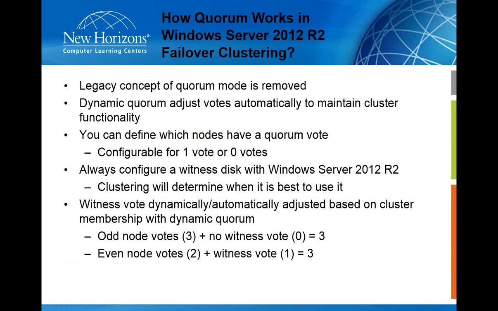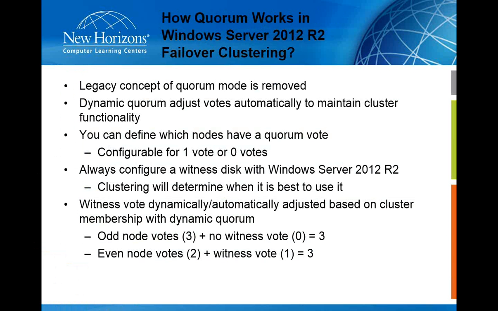So I may start out with 5. If I lose one server in that 5, now I've got 4 nodes. Well, the system says, oh, I've got 4 nodes, I'm going to turn on a witness disk. Now we've gone back up to 5 votes. Even though we've lost one machine in the cluster, we still now have 5 votes.